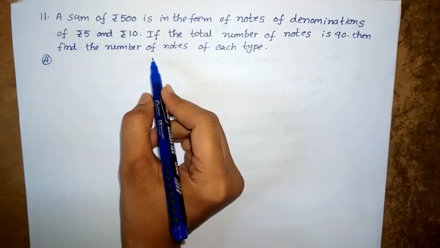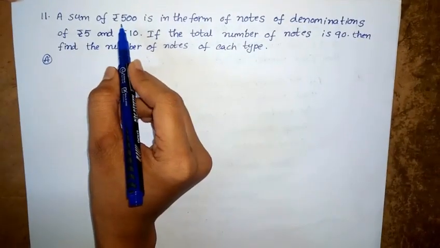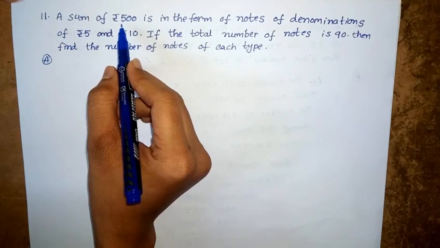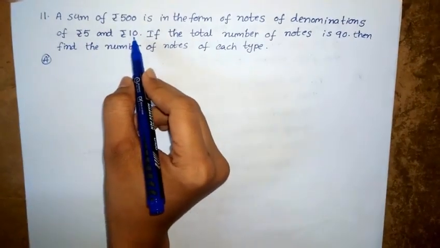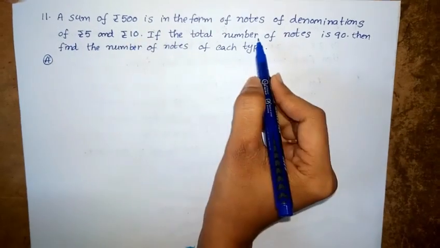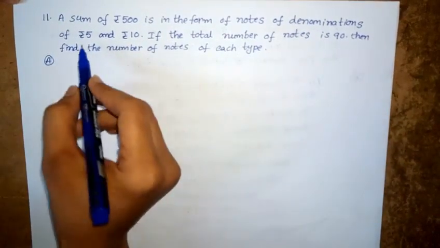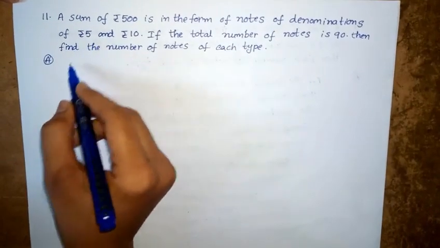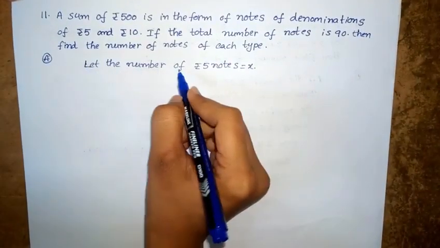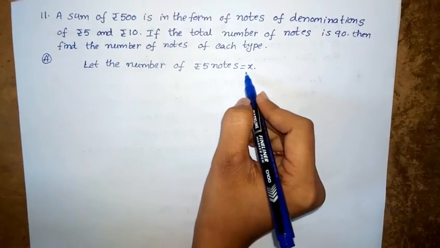So in the problem given, the total amount is 500 rupees. In 500 rupees, some notes are 5 rupees and some notes are 10 rupees. The total number of notes is given as 90. So first, consider the number of 5 rupee notes to be x. Let the number of 5 rupee notes equal x.